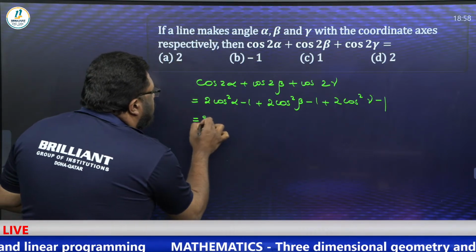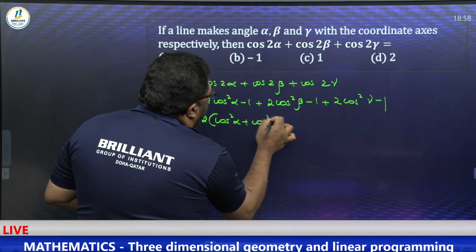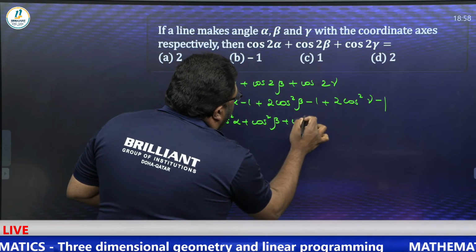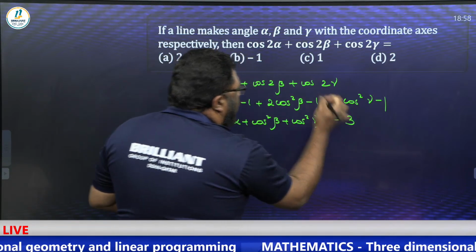Now 2 comes out common with cos squared alpha, cos squared beta, cos squared gamma, minus 1, minus 1, minus 1, minus 3.